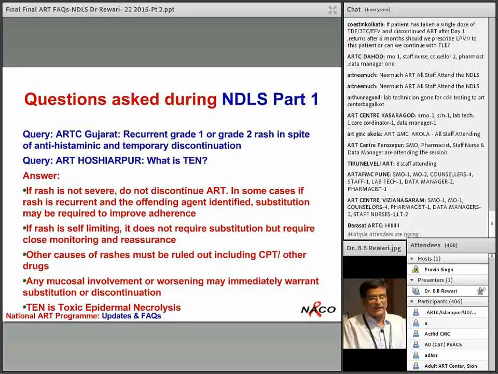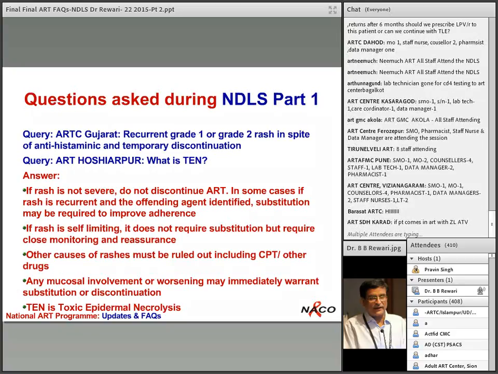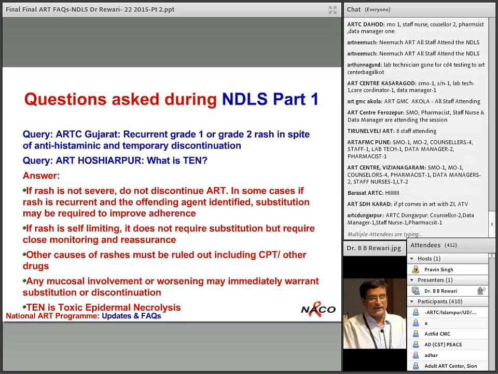If rash is not severe, do not discontinue ART. In some cases, if it is recurrent, the offending agent has been identified and it's not responding, substitution may be required to improve adherence, because adherence may go down if the patient gets recurrent rash and is not able to continue his therapy. But if rash is self-limiting, it does not require substitution.